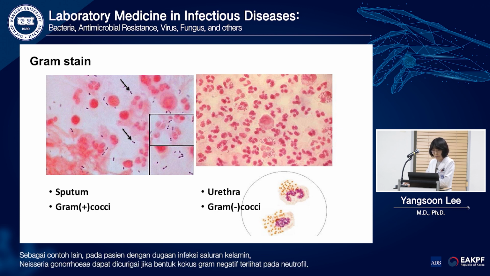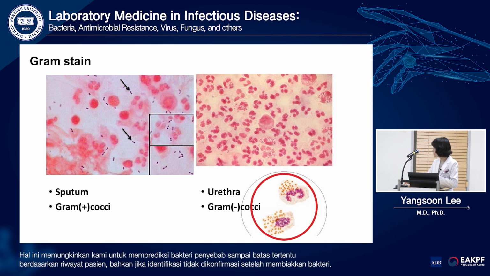As another example, in patients with suspected genital tract infection, Neisseria gonorrhoeae can be suspected if gram-negative cocci are seen in the neutrophil, like this. It is also possible to predict the causative bacteria to some extent based on the patient's history, even if the identification is not confirmed after culturing the bacteria.